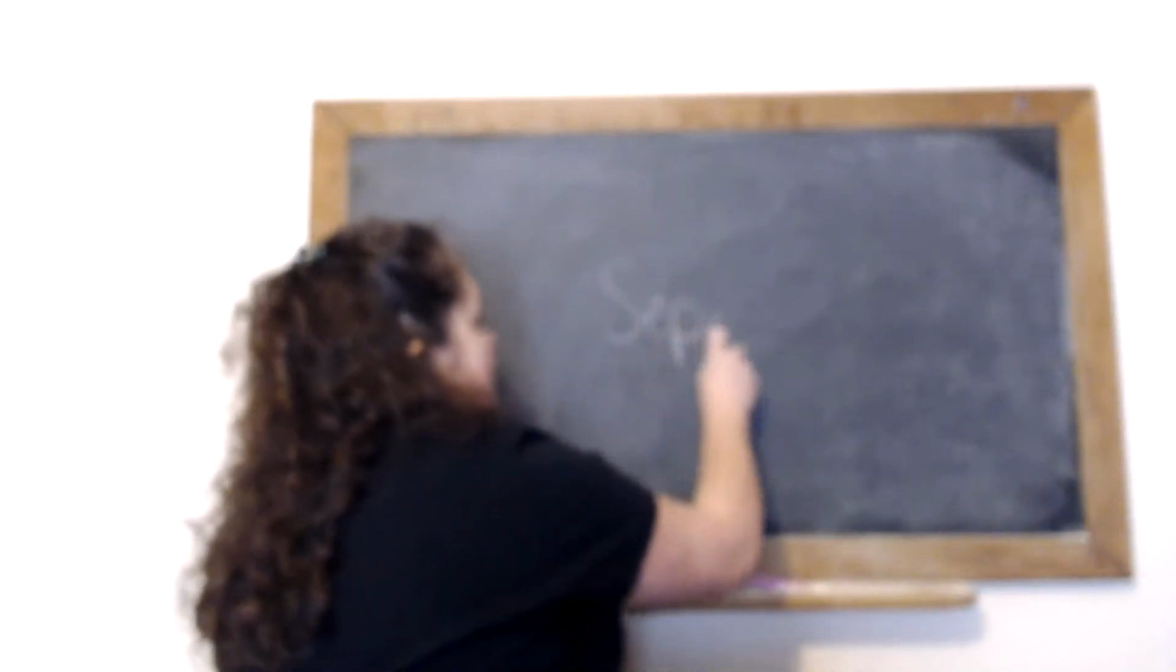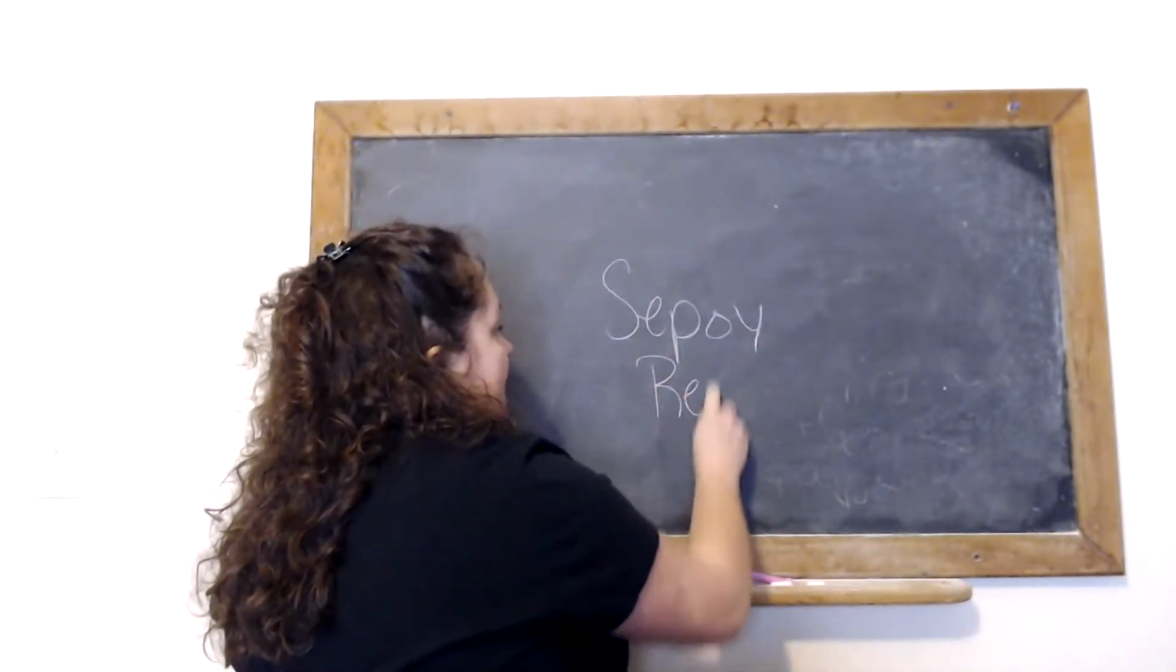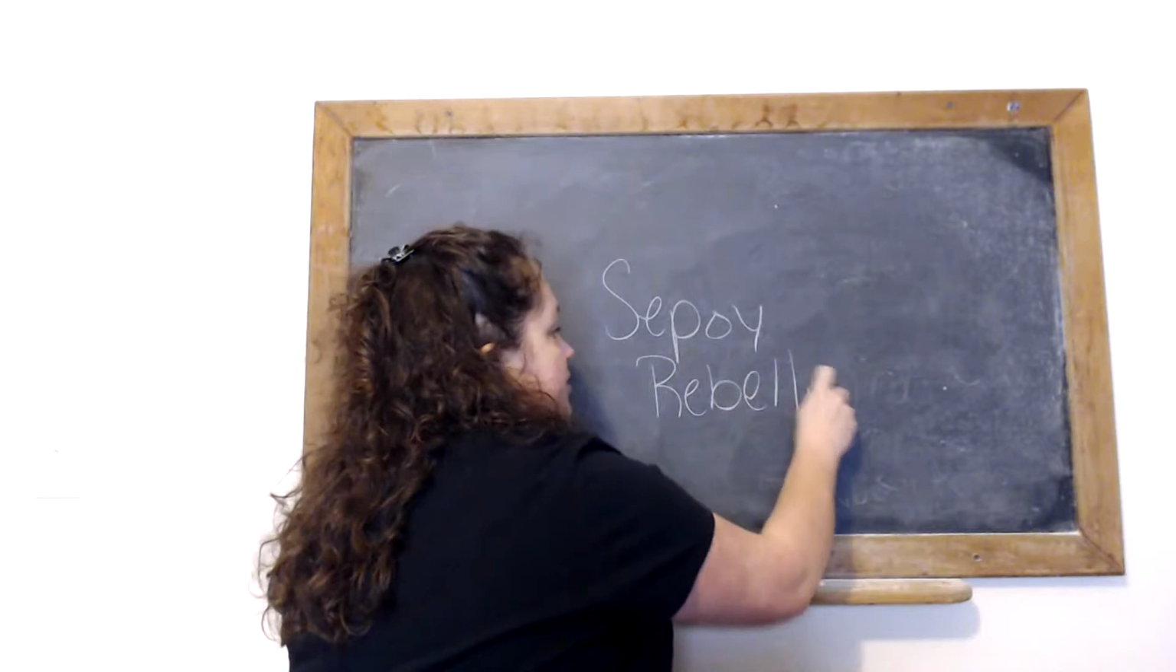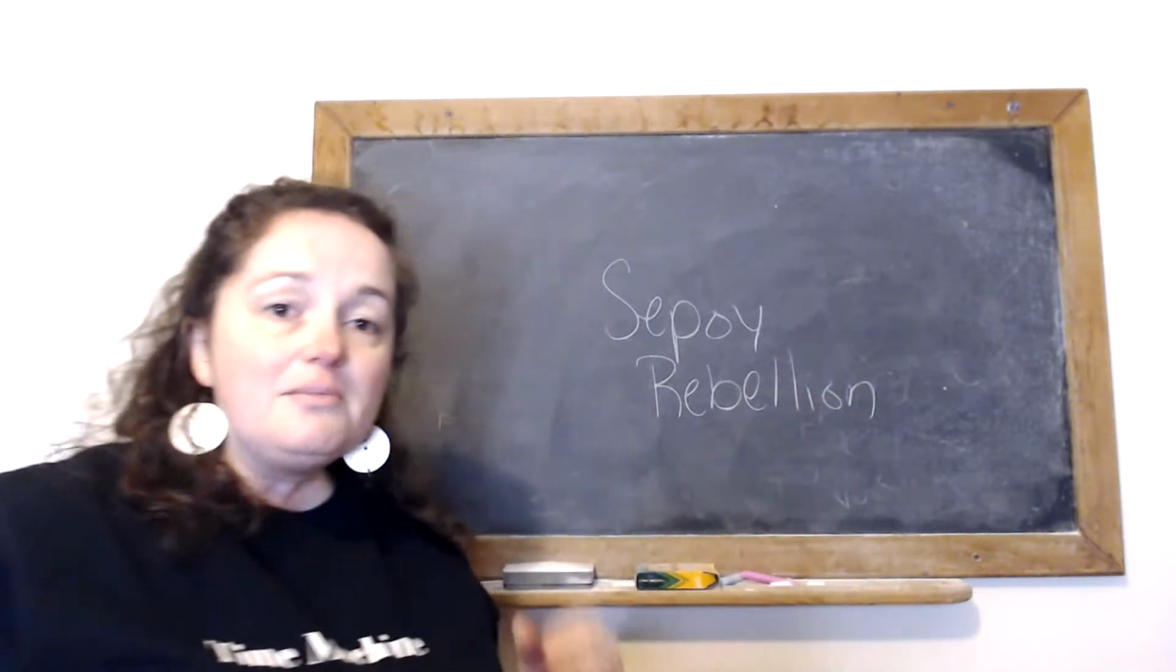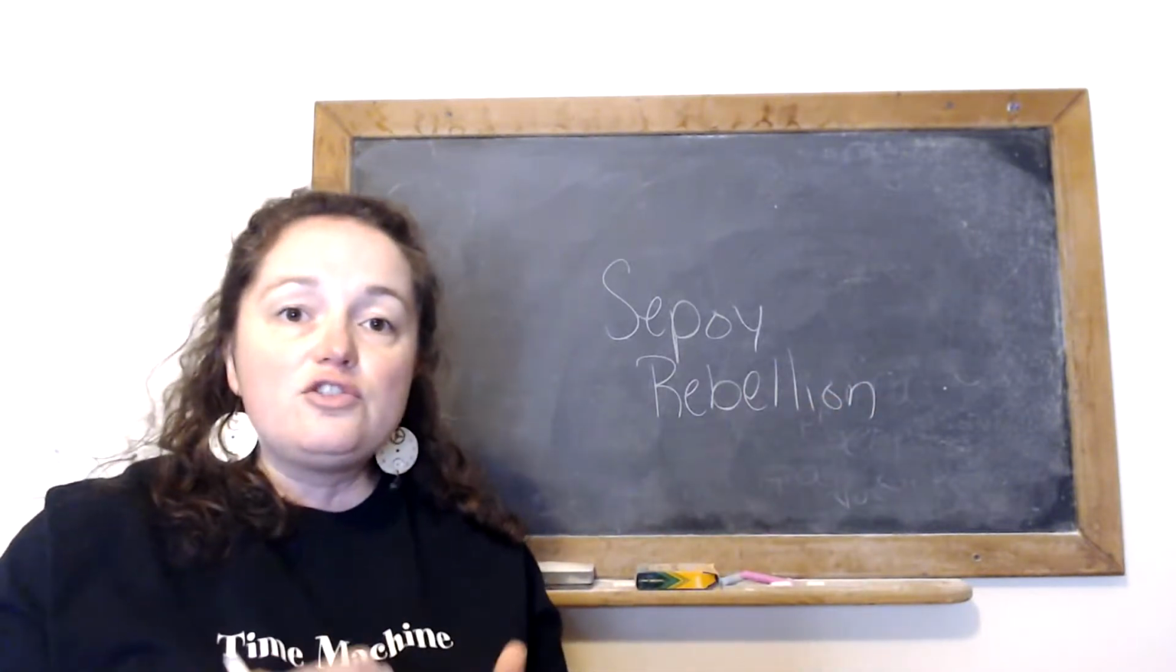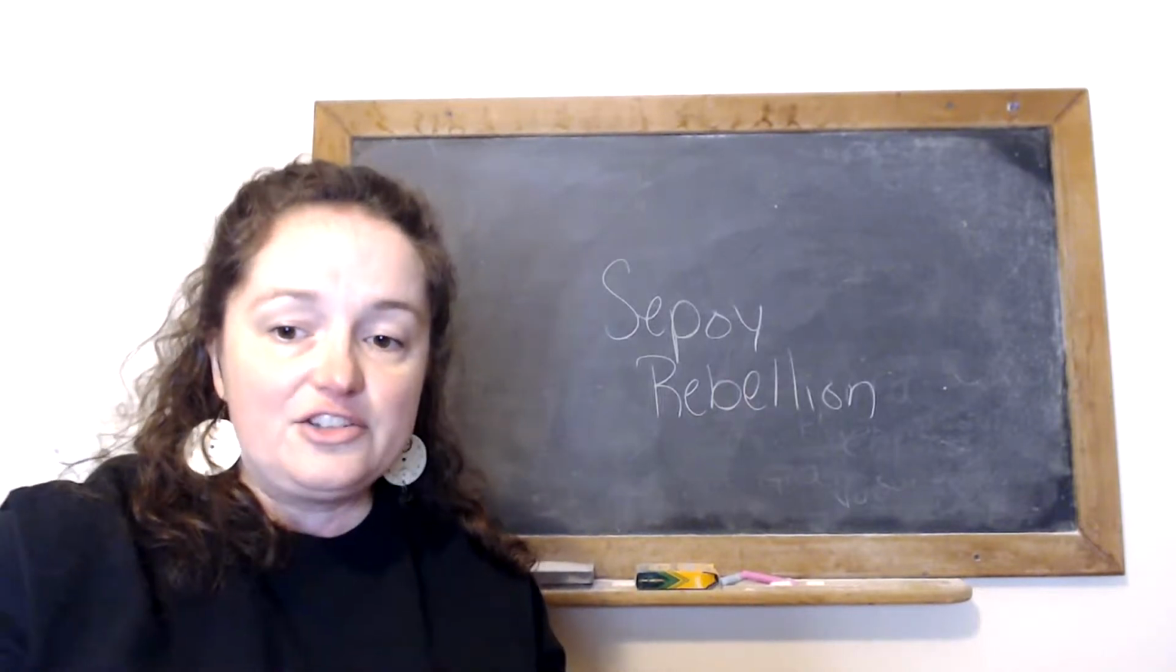Sepoy Rebellion is the first time that we are going to see unification between the Muslims and the Hindus and the start of Indian nationalism.